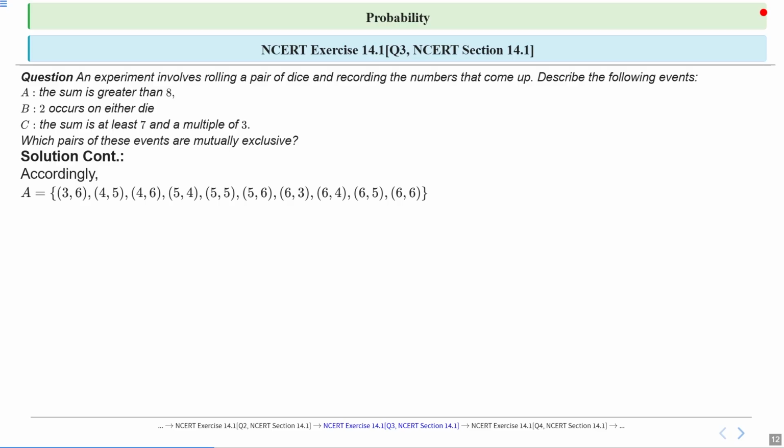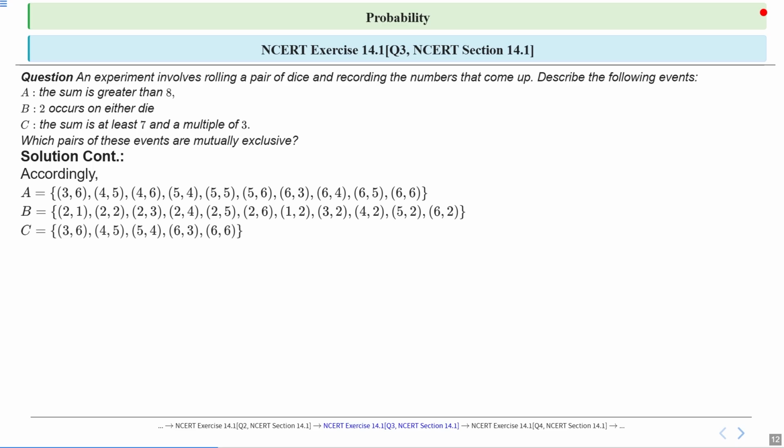And event B denotes the event where 2 occurs on either die, either the first die or the second die. So event B represents the set of ordered pairs (2,1), (2,2), (2,3), (2,4), (2,5), (2,6), (1,2), (3,2), (4,2), (5,2) and (6,2).